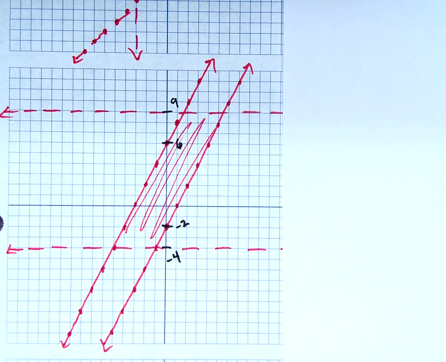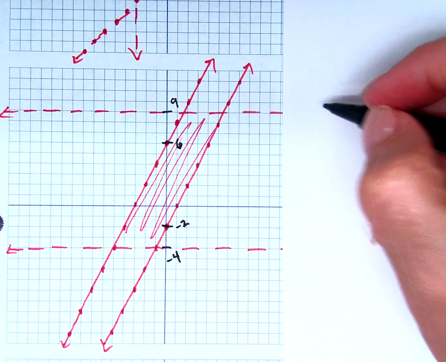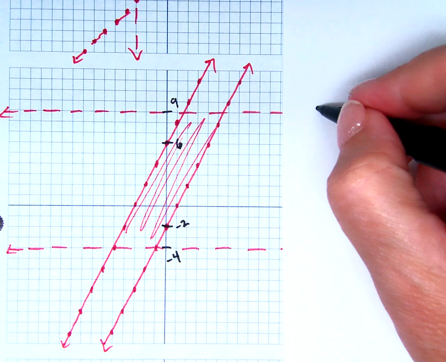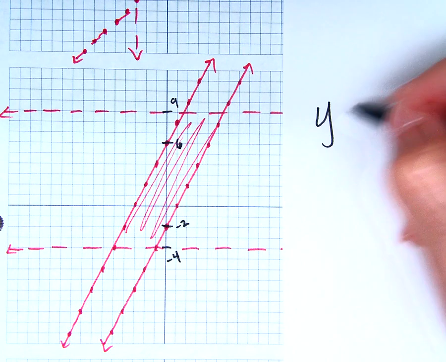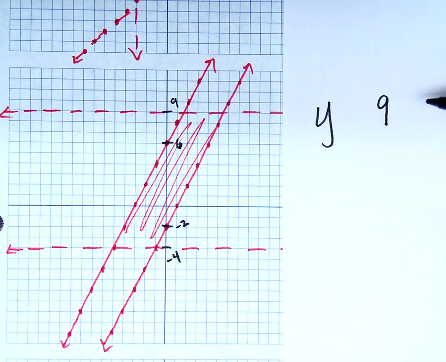Where do you want to start? Where do we want to start? Usually, where do people start on these? The easy ones, right? The horizontal and vertical ones? So is that okay if we start there? So what about this one? It'd be y, because it's crossing the y-axis at 9.